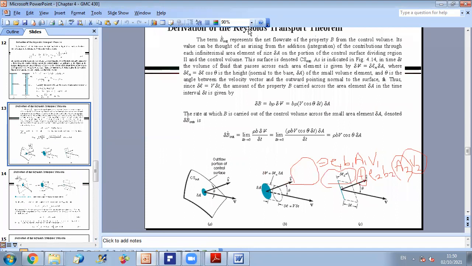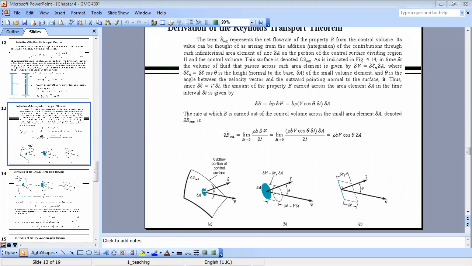If you have any surface, any surface delta A, you know that you can define a certain vector that is normal to delta A. And the velocity that is coming in or getting out of the surface can be along n, the normal vector, or it can be doing a certain angle with n. So not always the velocity that is coming in or getting out will be perpendicular to your surface.